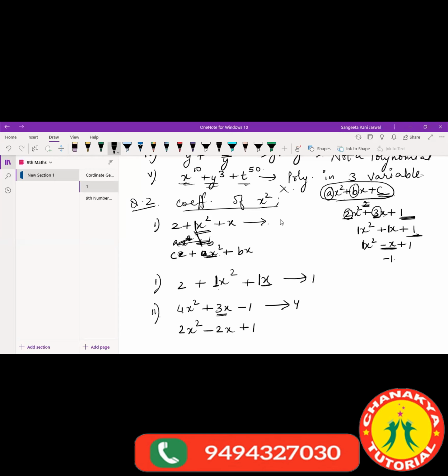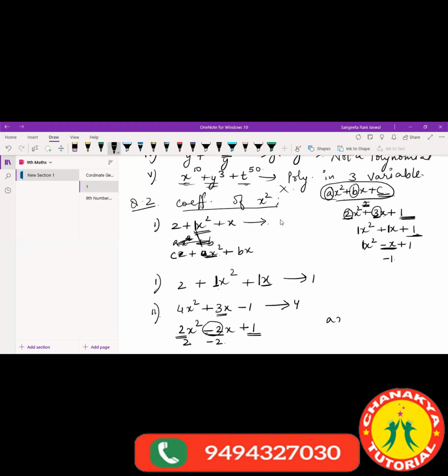Now tell me, what is the coefficient of x square? Ma'am, 2. Okay, this is 2. What is the coefficient of x here? Ma'am, minus 2. Minus 2. Yes, that's minus 2. Okay. And this is the constant term, 1. Why did we take it as minus 2?